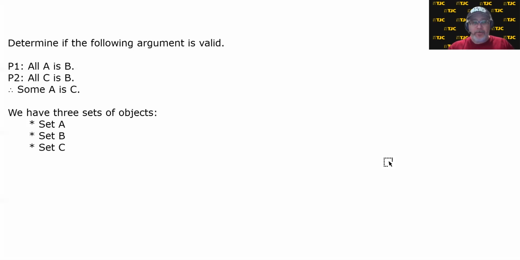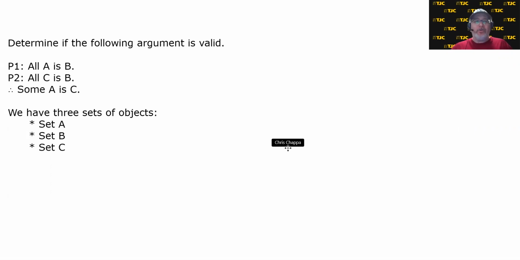Determine if the following argument is valid. Sorry, I had to pause and undo some things I did in the first recording on the next page. Notice that this is a generic argument. Premise 1, all A is B. Premise 2, all C is B. Therefore, some A is C.